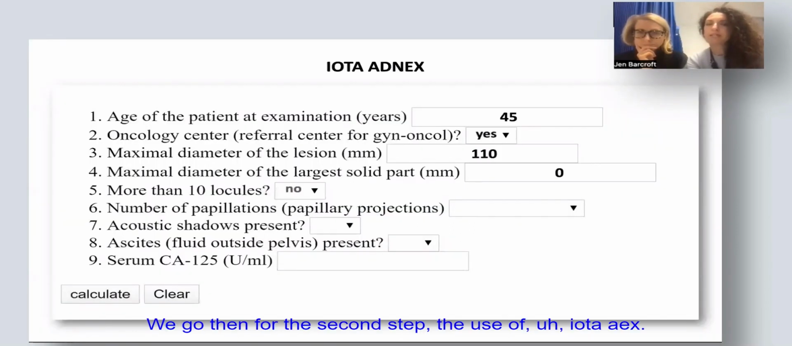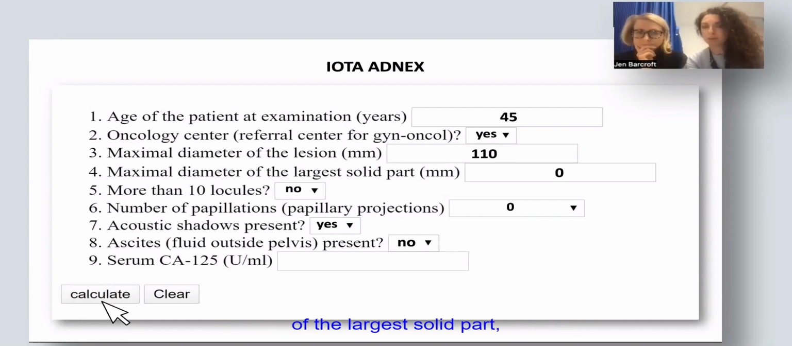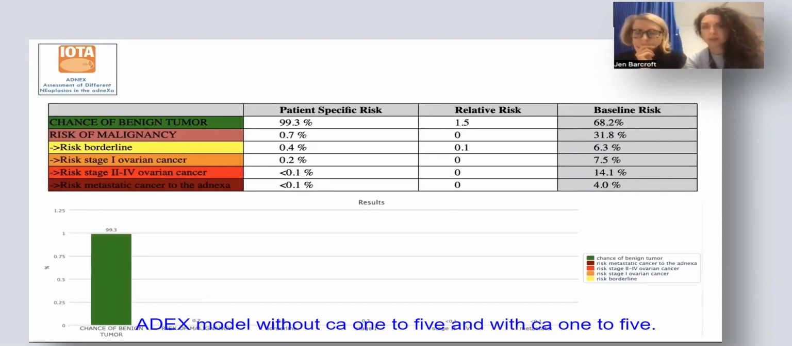We go then for the second step, the use of IOTA ADNEX. So we input all the different variables. 45 years old, patient was seen in an oncology center, maximal diameter of the lesion 110 millimeters. There were no solid component, so 0 millimeter for the maximal diameter of the largest solid part, no more than 10 locules, 0 papillation, yes, acoustic shadows, no ascites. Let's see what is the result of the ADNEX model without CA125 and with CA125.